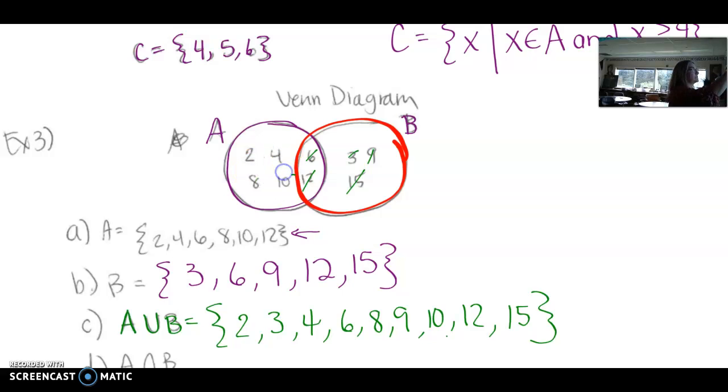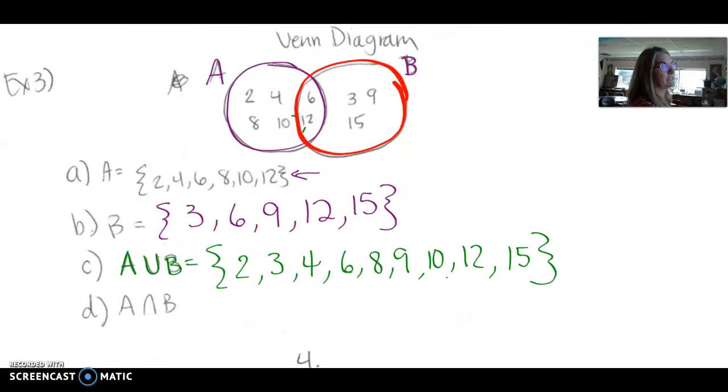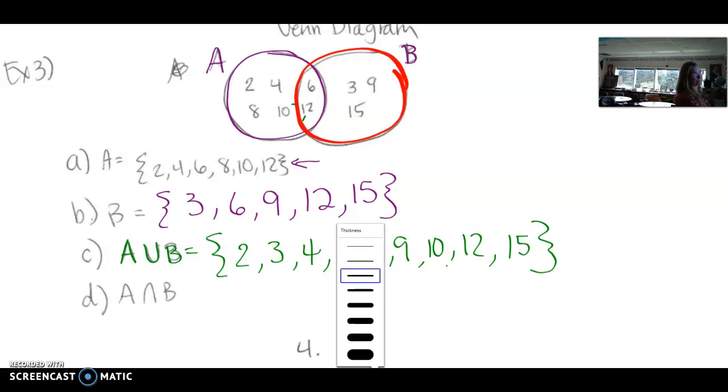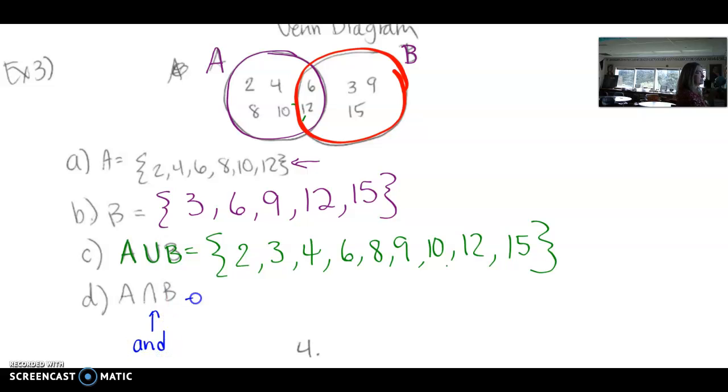Okay, now the next one is find the set A intersect B. So think about what that means. It has to be in both A and B. So you can think of this word as and, or that symbol as and. So that would be the 6 and the 12. It's where they overlap. It has to be in both the purple circle and within the red circle, which includes 6 and 12.